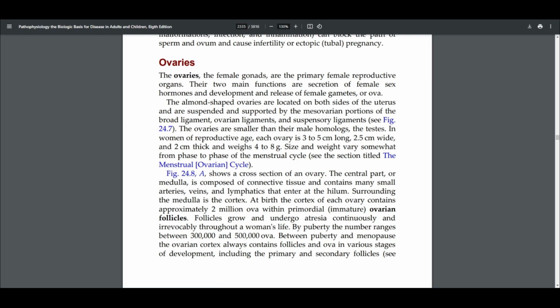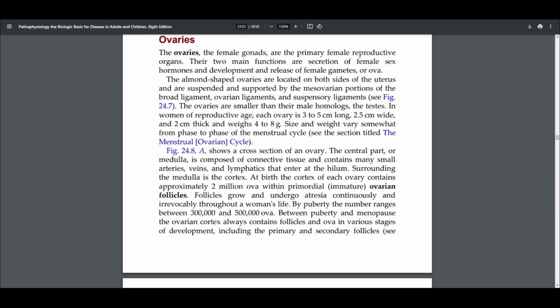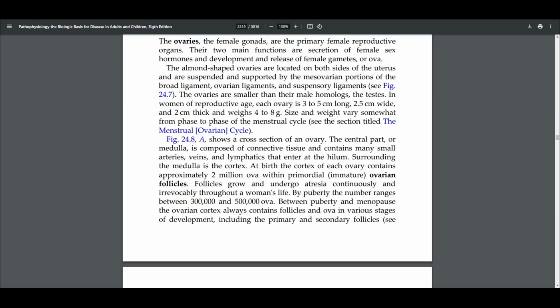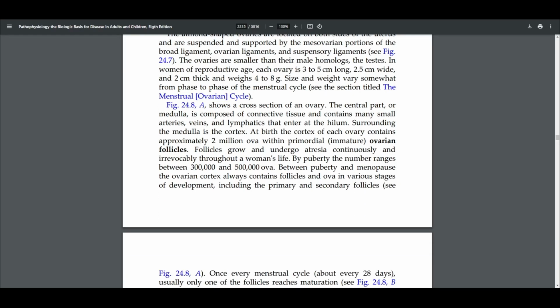The ovaries are smaller than the male homologs, the testes. In women of reproductive age, each ovary is about 3 to 5 centimeters long, 2.5 centimeters wide, and 2 centimeters thick, and weighs anywhere between 4 to 8 grams. Size and weight vary somewhat from phase to phase of the menstrual cycle. Figure 24.8a shows a cross-section of an ovary.